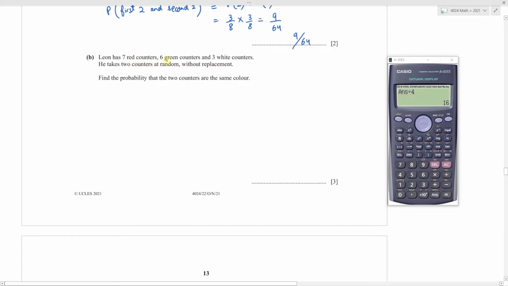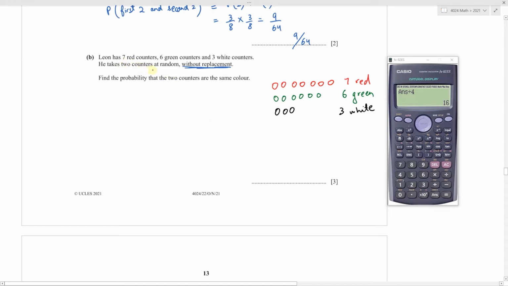Leon has 7 red, 6 green, and 3 white counters. He takes 2 counters at random without replacement. Find the probability that the 2 counters are the same color. So you have 7 reds, 1, 2, 3, 4, 5, 6, 7. 7 reds, 6 greens, 1, 2, 3, 4, 5, 6 greens, and 3 white, 1, 2, 3. 3 whites.